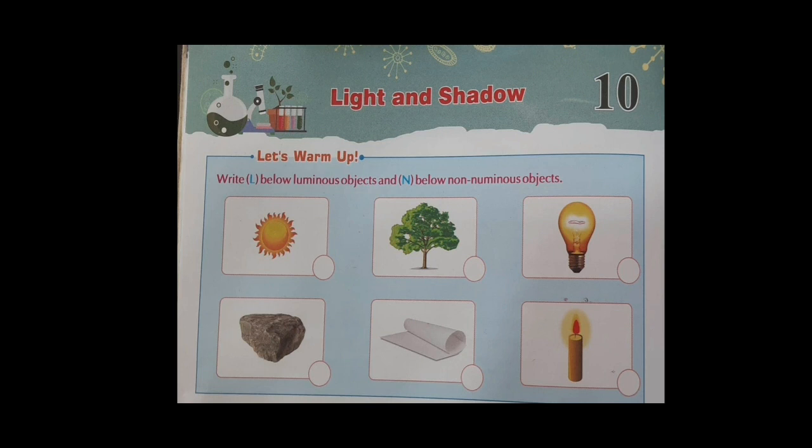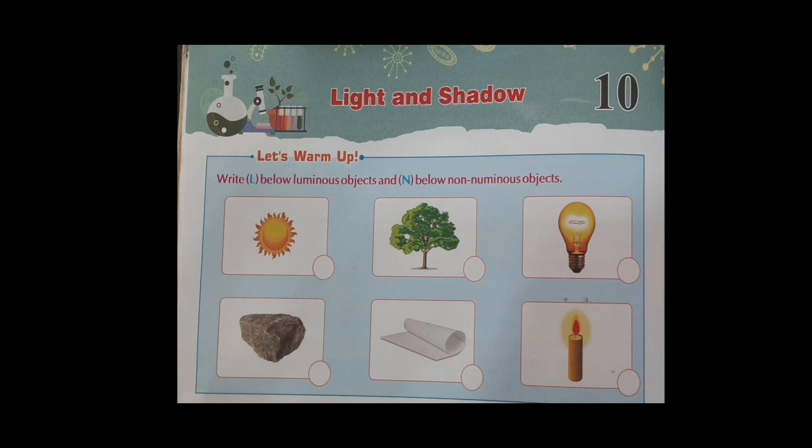So, when you open your book at chapter number 10, you will first see there's an activity given. Let's warm up. Let's read that activity first. Write L below luminous objects and N below non-luminous objects.